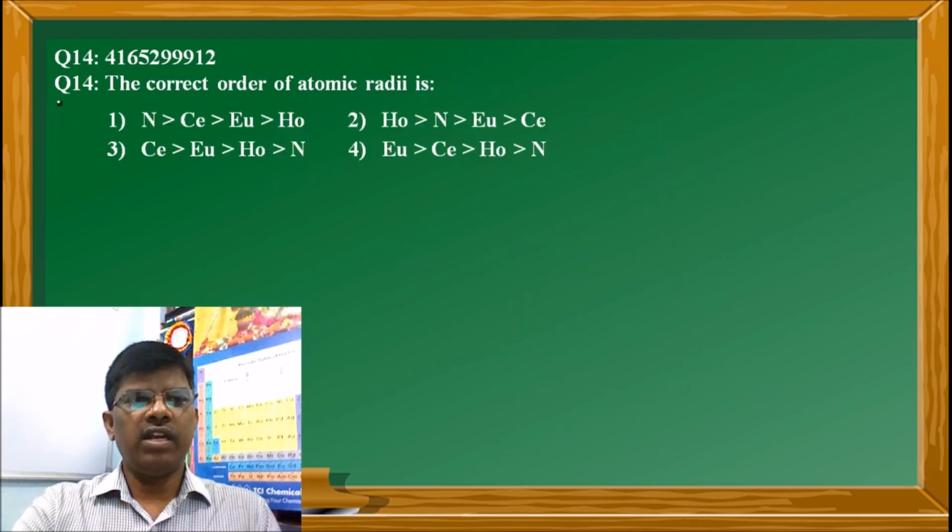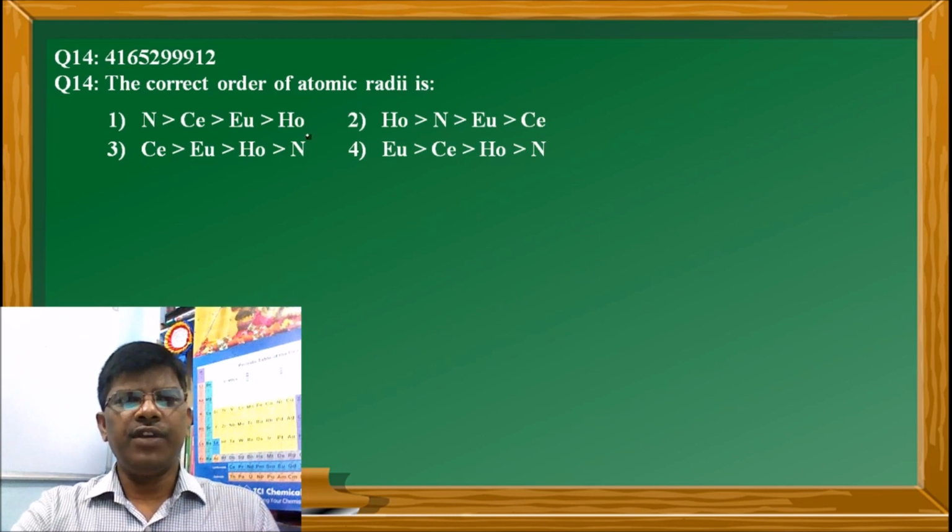Next, number 14. The correct order of atomic radii is, dear friends, we know that atomic radii in a period decrease when you move from left to right. At the same time, in a group, when you move from top to bottom, it increases.